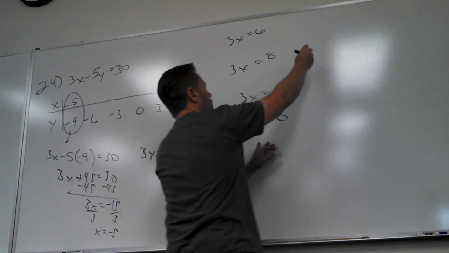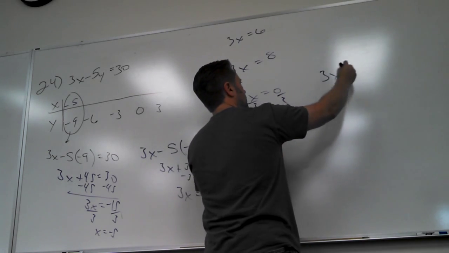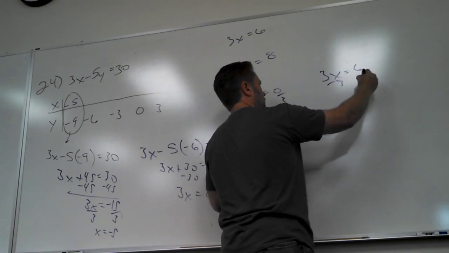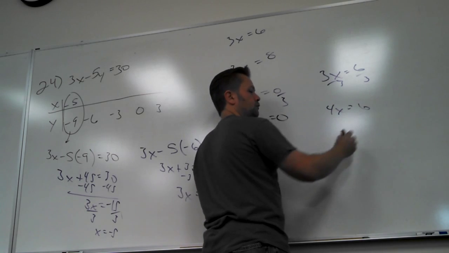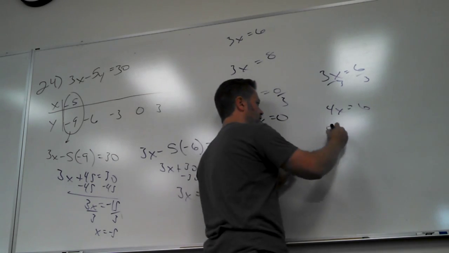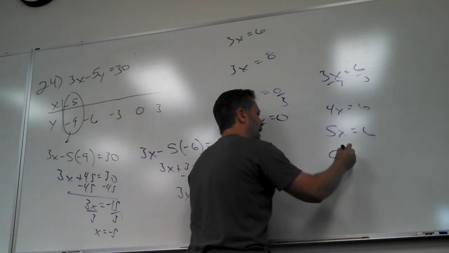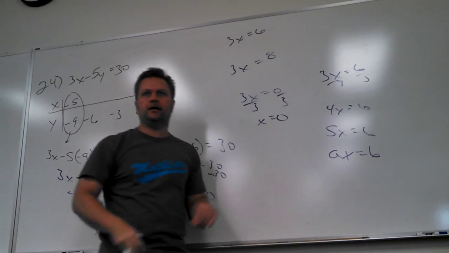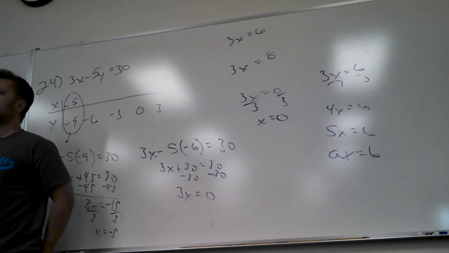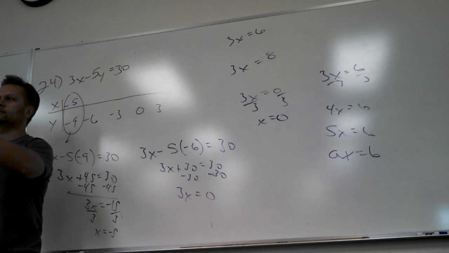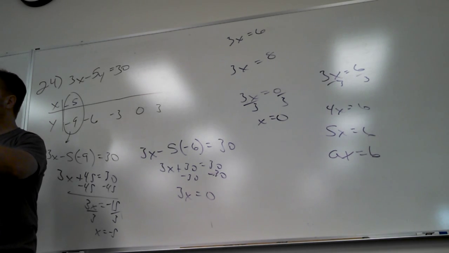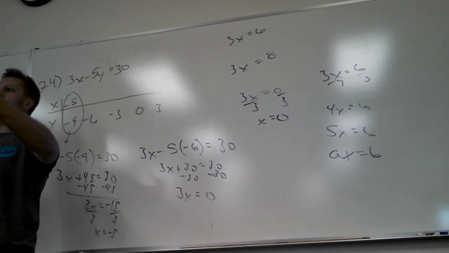Now, real quick, on the homework, now watch this. If I had 3x equals 6, you divide by 3, right? If I had 4x equals 6, you would divide by 4. If I had 5x equals 6, you divide by 5. If you had ax equals b, you would divide by a. See, math doesn't care what's in there. Math just cares, is it an equation? This is how you solve it.